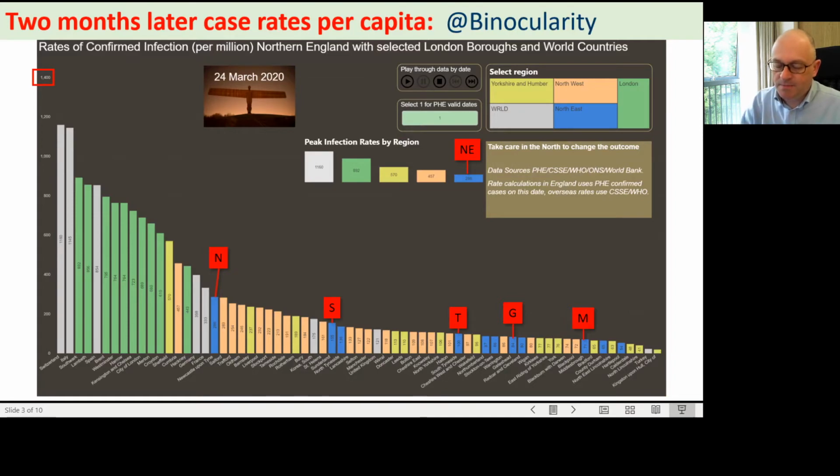Two months later, the situation had changed in the UK. London in particular had a lot of infections per capita and was comparable in its rates per capita to countries such as Spain. The white bars here show countries, Switzerland on the far left and Turkey right down on the right. The northeast of England was pretty good at the time, the lowest number of cases per capita in the UK, and you can see there Newcastle, Sunderland, South Tyneside, Gateshead and Middlesbrough are highlighted on the bar chart.